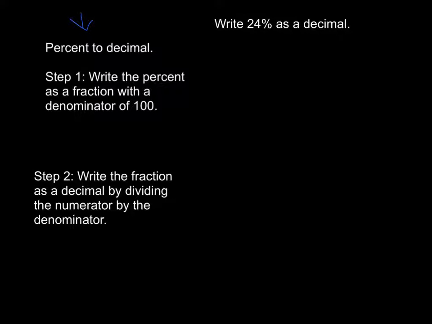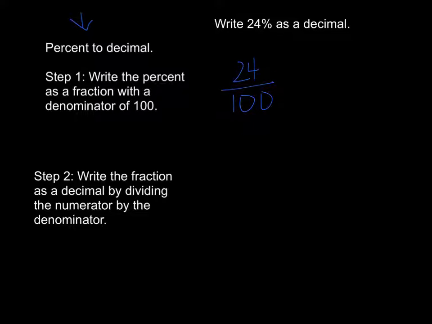So if I want to write 24% as a decimal, my first step is I need to write the percent as a fraction with the denominator of 100. That is the same thing as changing a percent into a fraction. So I do 24 over 100. Second step is to write the fraction as a decimal by dividing the numerator by the denominator. Now in this case, here's the little trick. Now can this trick always work? No, that's why I wrote divide the numerator by the denominator.